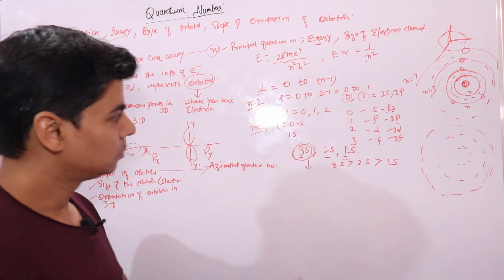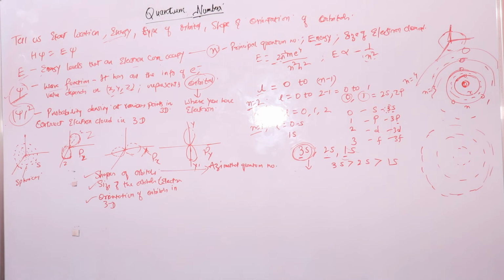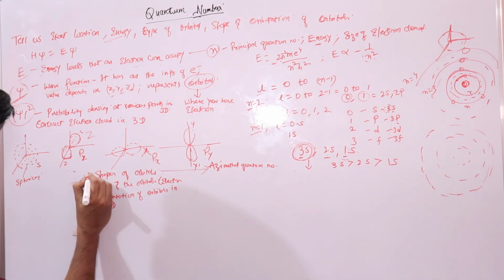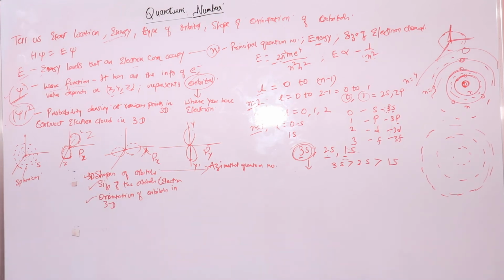Now we are clear that the azimuthal quantum number tells us, I'm sorry, the shape of the orbital. It defines the 3-dimensional shape of the electron. I'll write it over here: 3-dimensional shape of the electron. Now, the number of subshells in the principal shell is equal to the value of n.